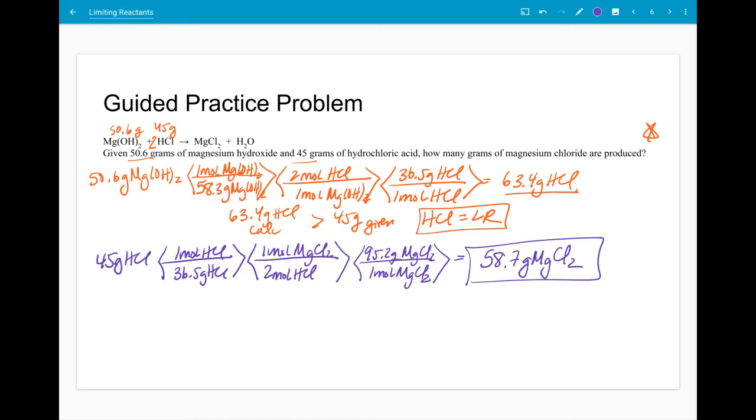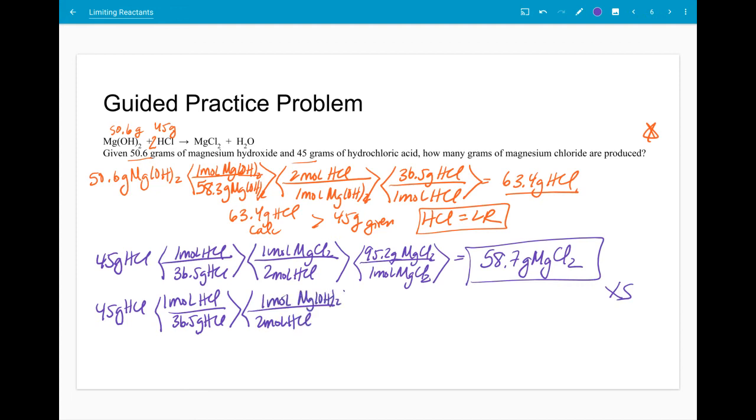Now we could do a follow-up question: how much excess reactant is left over? So given the 45 grams of HCl, let's actually find how much magnesium hydroxide is used. So I'm just going to add that problem right now. So 2 moles of HCl to 1 mole MgOH2, and there's 1 mole MgOH2. That's 58.3 grams. So I found that to be 35.9 grams of MgOH2.